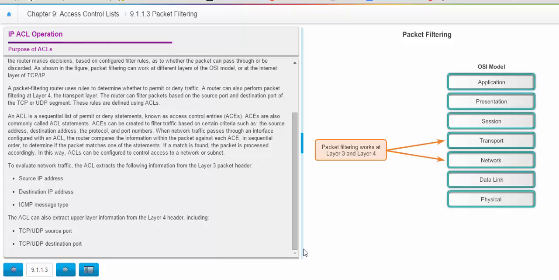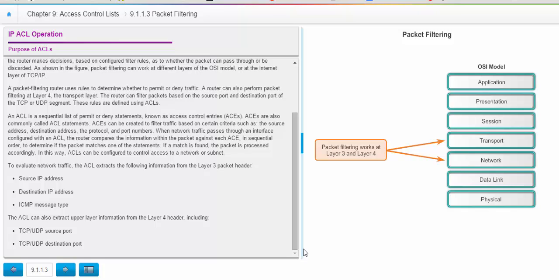Now a packet filtering router uses rules, like I said, to determine whether to permit or deny your traffic, and it can also perform packet filtering at layer 4, which is your transport layer. The router can filter packets based on the source port and destination port of that TCP or UDP segment. And these rules are defined using your ACLs, because it's access control, and the L is for list. So we're going to control the information.